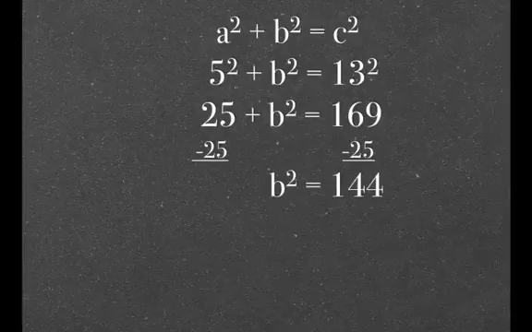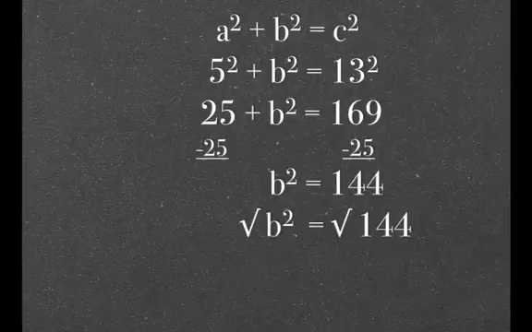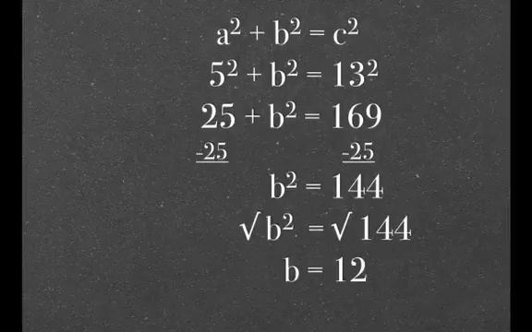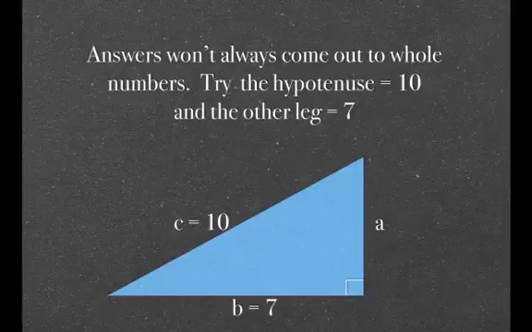Again, I'm going to take the square root of b squared to get b, and I'm going to take the square root of 144 to get 12. And again, that works out correctly. I knew that my answer would have to be something less than 13, and 12 obviously is.